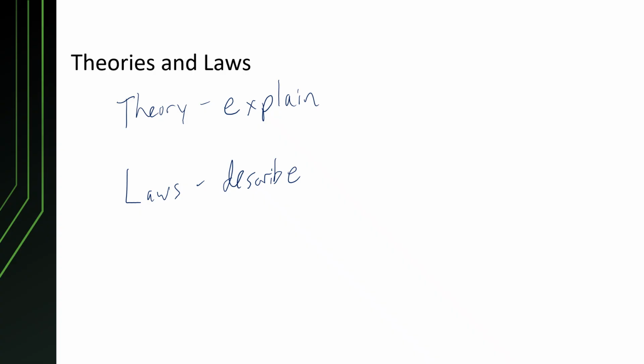So let's talk about the law of conservation of mass. The law of conservation of mass means that the amount of matter, the mass, stays constant no matter what is changing in a chemical or physical change. It doesn't say why the mass stays constant, just that it does stay constant. So it's a description of what is happening, but it doesn't attempt to explain anything. That's why it is a scientific law.